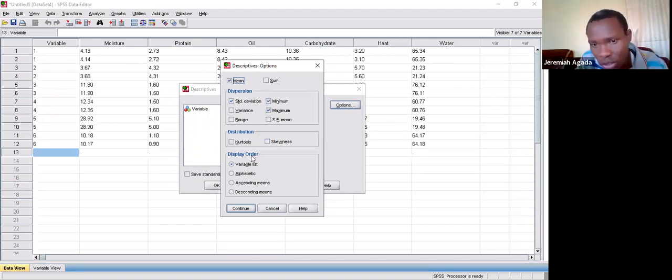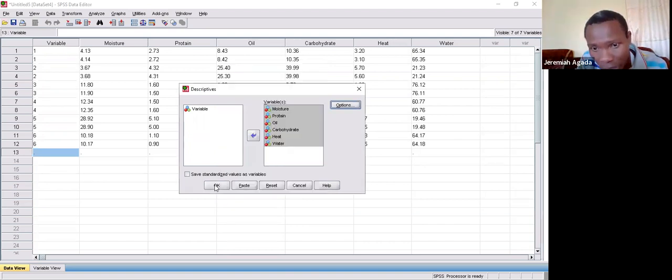Then how do you want it to display? Do you want it to be in alphabetical order? Do you want it in variable list? Variable list is better, ascending order or descending order. If you follow any other way, you may have your data scattered. So it's better you allow it in variable list, the way you have already outlined them in the table. So I'm going to say continue, and then I'll say okay.